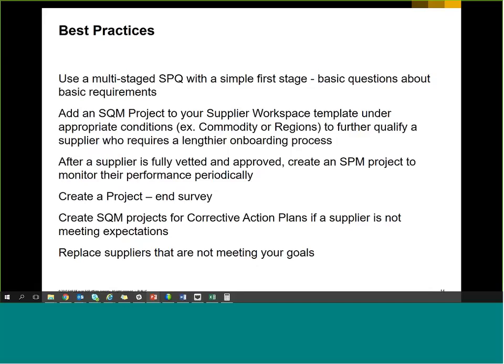So the next point is add an SQM project to your Supplier Workspace template under appropriate conditions, such as commodity or region, to further qualify a supplier who requires a lengthier onboarding process. And that's, again, if you have SIPM. After a supplier is fully vetted and approved, you can create an SPM project to monitor their performance periodically to make sure that they're still performing at the level that you expect. And again, that's if you do subscribe to Supplier Information and Performance Management.